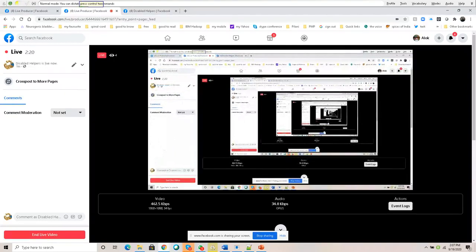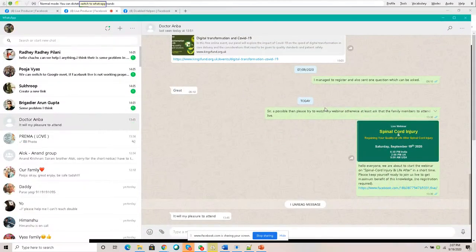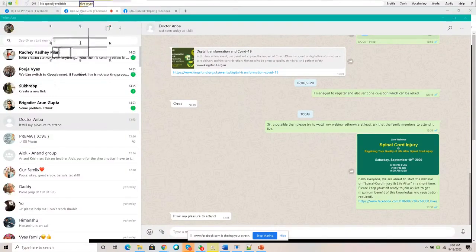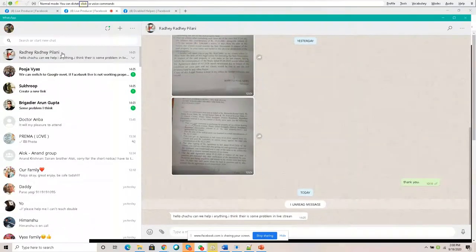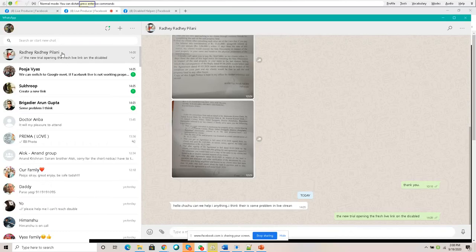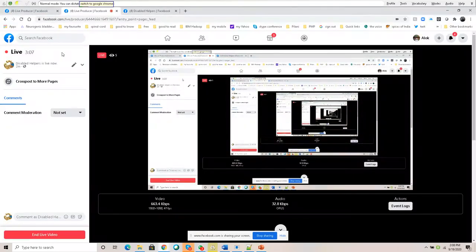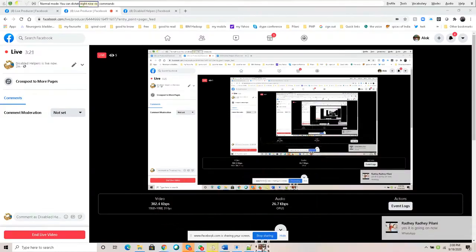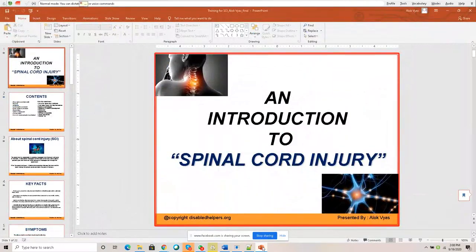So in this session on spinal cord injury, it's a very vast field, but I will try to cover as many topics as possible. You can see I have written down so many different points, and we will learn about all these in the coming slides: what is spinal cord injury, what are the symptoms of it, what are the key facts, what are the different levels of spinal cord injury, what are different types of spinal cord injury, how it happens, what are the causes of spinal injury, and how we can prevent spinal cord injuries.